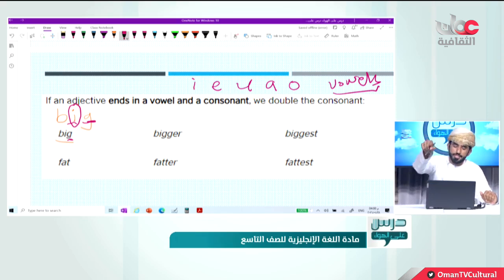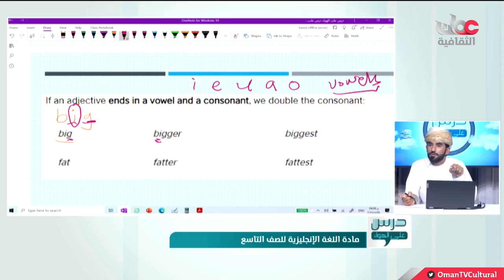The consonant, exactly. So big becomes bigger. Look, why? Because of the I, the vowel I, then G. So if the adjective ends in a vowel and a consonant, we double the consonant. We don't double the vowel. The consonant here is G, so you have to double it, big, and then you have to add ER. Similar to the superlatives, biggest.